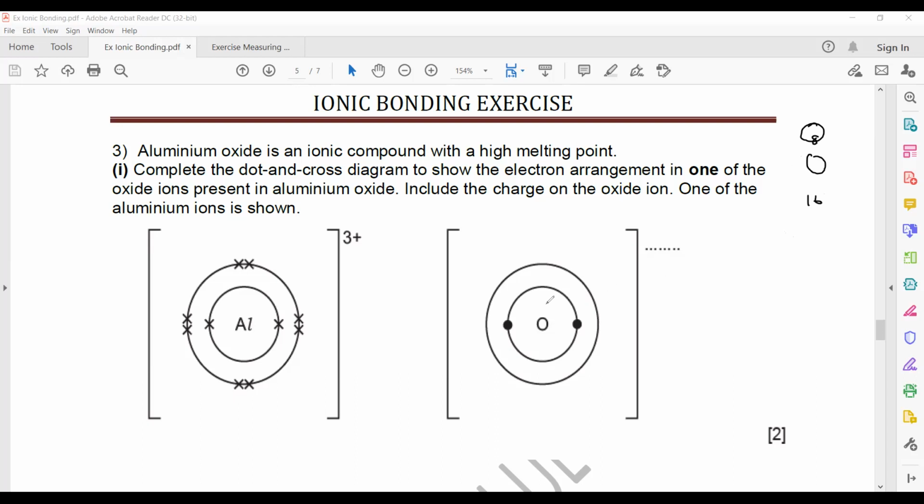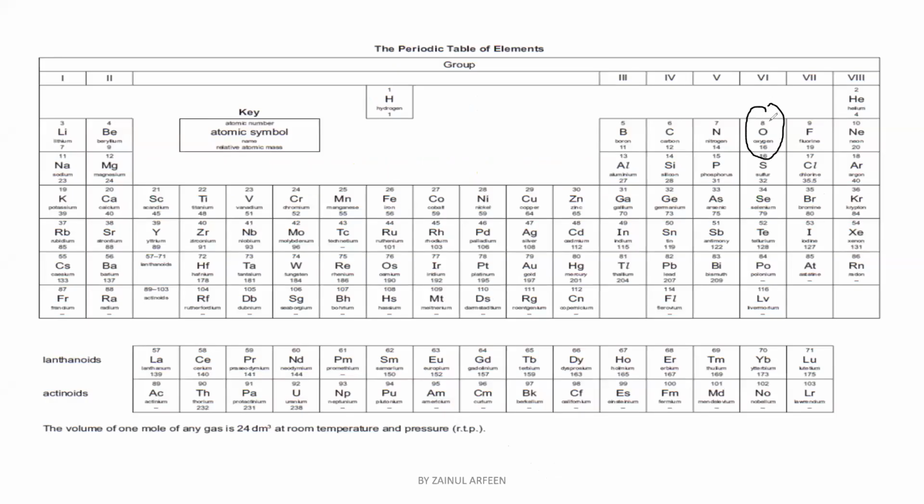So how are the electrons arranged? The first shell will have 2 electrons, and the second shell will have 6 electrons. So 1, 2, 3, 4, 5, 6. This is the oxygen atom. When you check the position of oxygen, oxygen belongs to group 6. So if oxygen belongs to group 6, how many electrons should it gain? Group 6, the valency is -2. So how many electrons will it gain? It will gain 2 electrons.